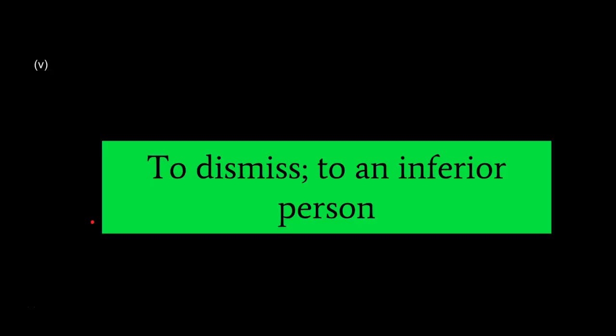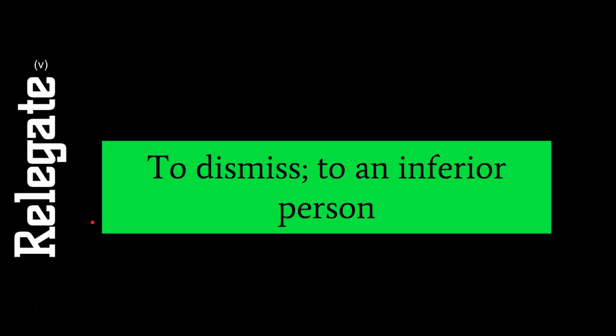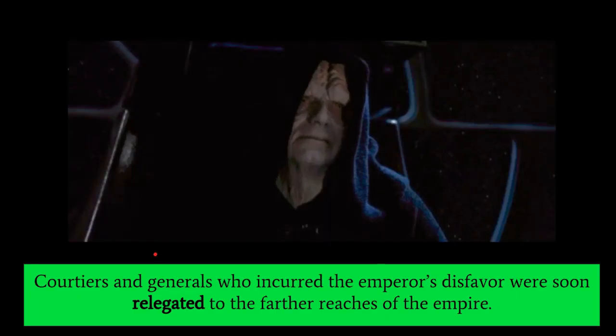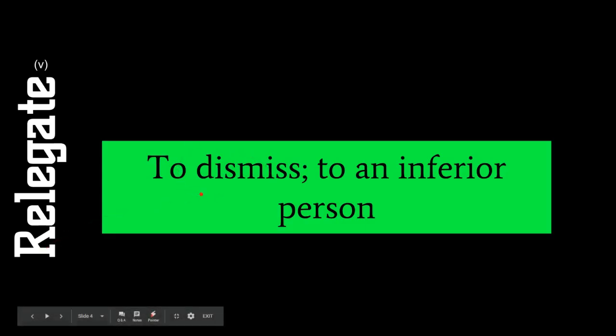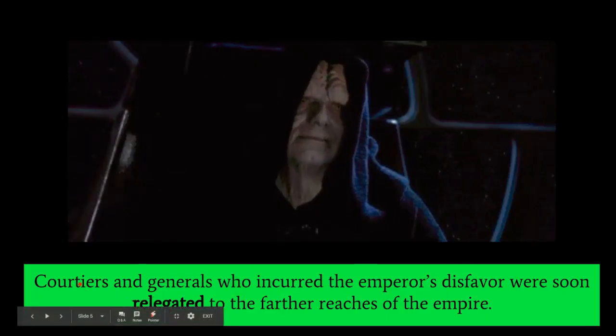not dependable. Alright, so our next word is relegate, which is a verb, and it means to dismiss to an inferior person. Let's take a look at the example. So courtiers and generals who incurred the emperor's disfavor were soon relegated to the farther reaches of the empire. So we see this verb, to relegate, in use, relegated, and it essentially means to dismiss. And you're dismissing somebody who's an inferior rank. So we see here that courtiers and generals are an inferior rank to the emperor, and therefore he's relegated people of a lower rank to him.